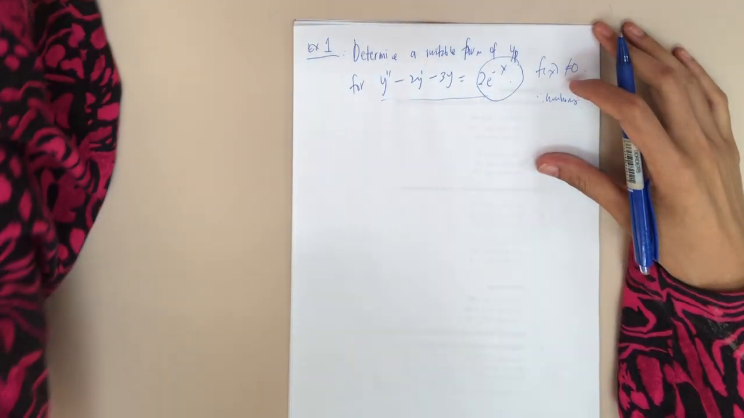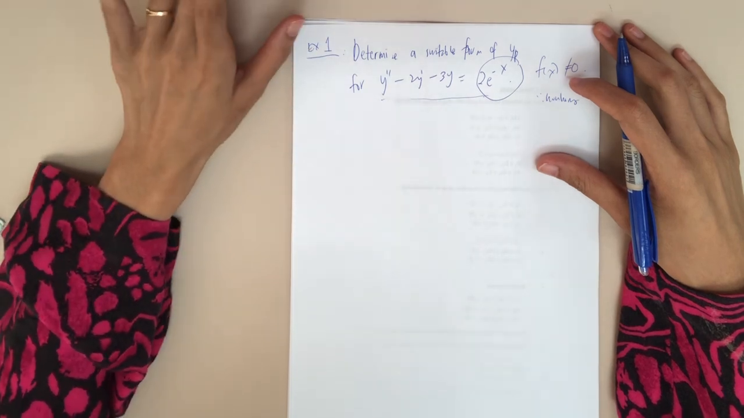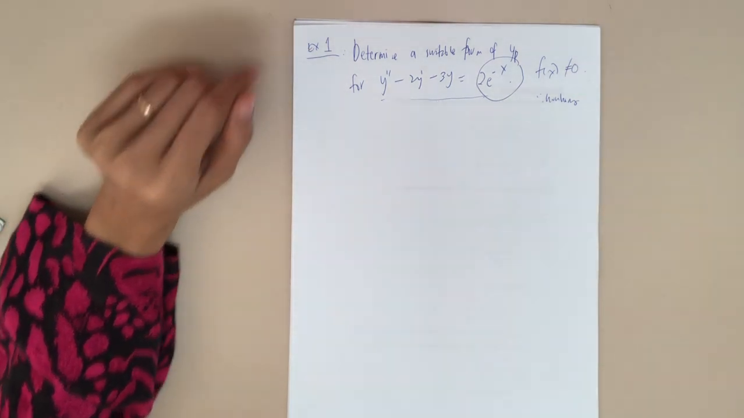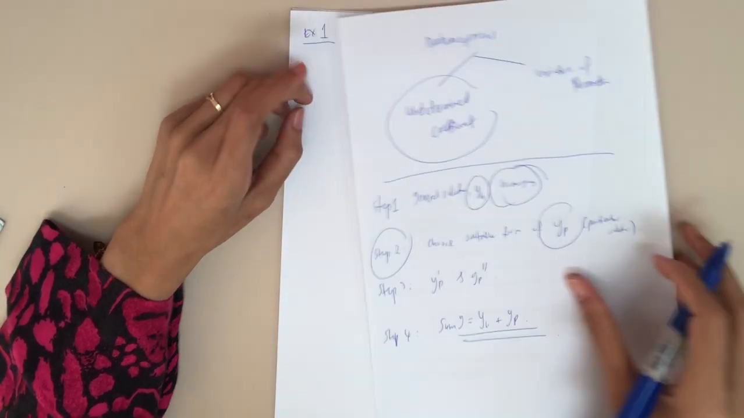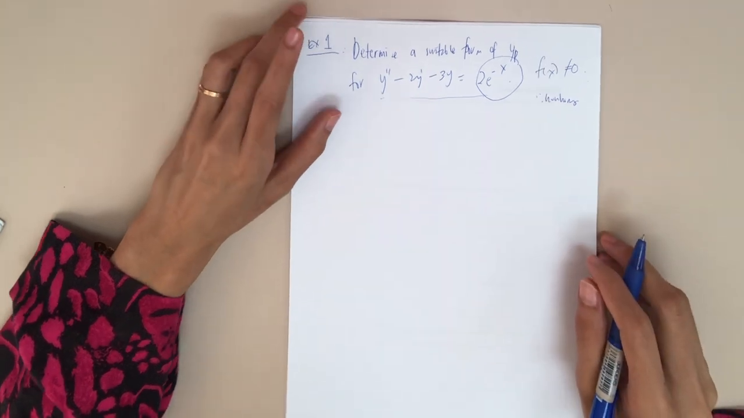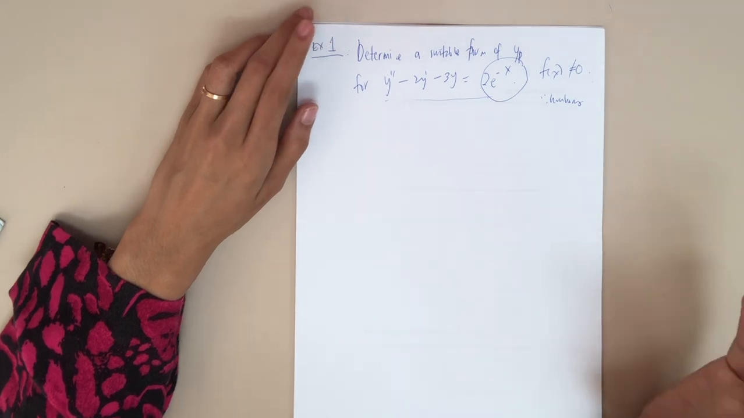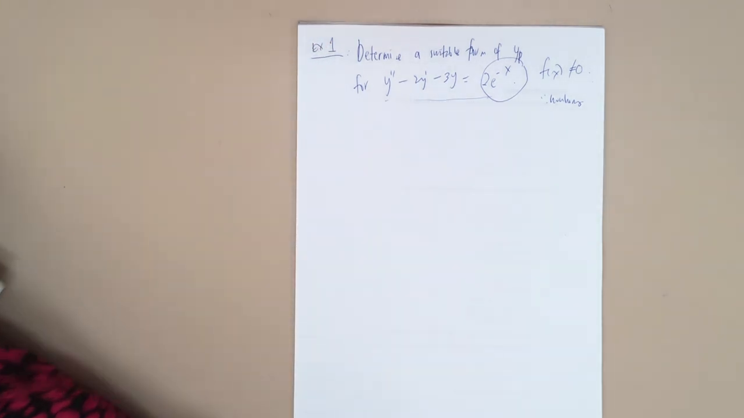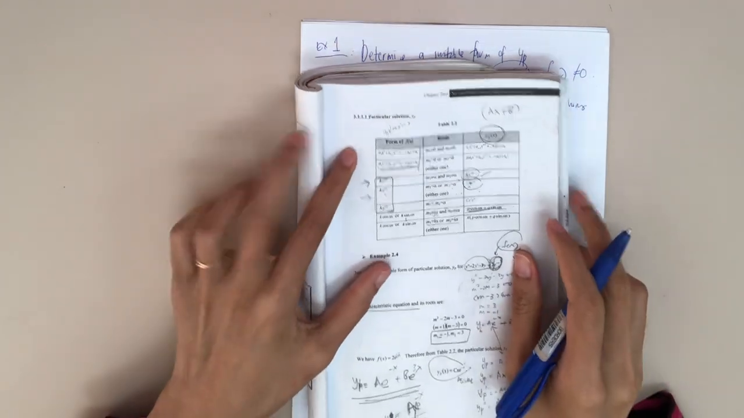So now the question is actually a simple one. It just asks you to find a suitable form of YP. That means you don't need to do all these steps, you just do step number 2. For this example 1, you just find out the YP by referring to the table. You can refer to your slides. So I will show you the table.